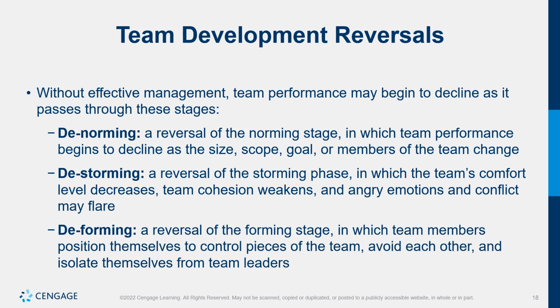Destorming is a reversal of the storming phase in which the team's comfort level decreases, team cohesiveness weakens, and anger, emotions, and conflict may flare. Deforming is the reversal of the forming stage in which team members position themselves to control pieces of the team, avoid each other, and isolate themselves from team leaders.